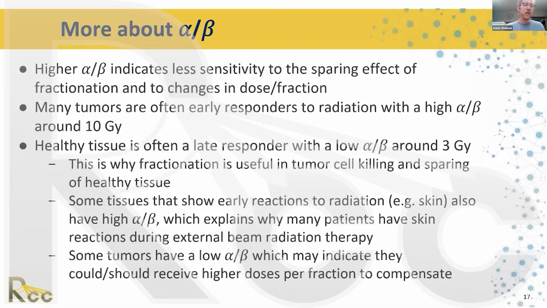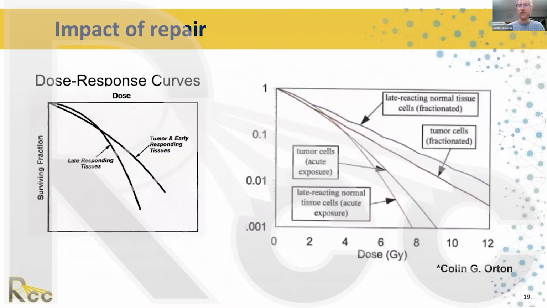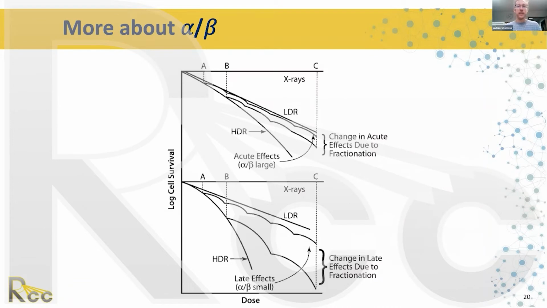And some tumors have low alpha beta, which may indicate that they could or should receive a higher dose per fraction to compensate. Okay, so really think about this graph and this graph. It should really make sense. Late responding normal tissues, tumor, and early responding tissues here, and what happens with fractionation. Does anyone have any questions on that?